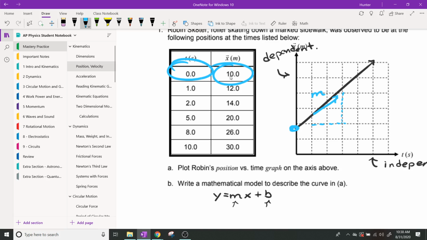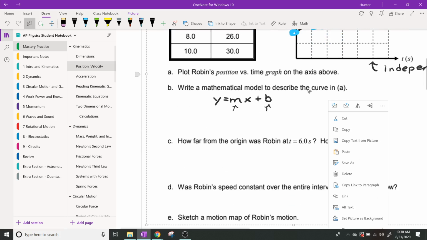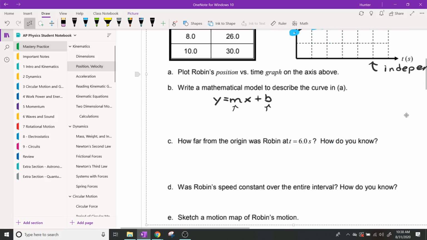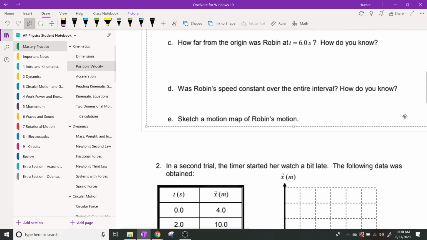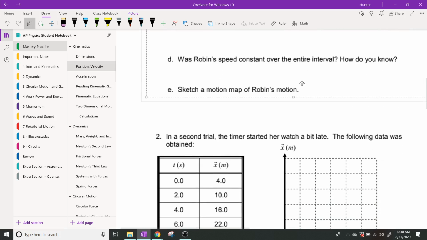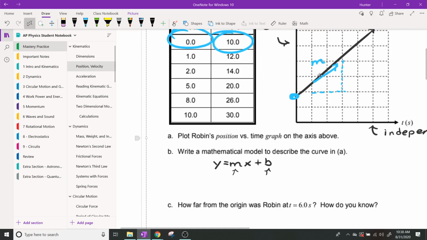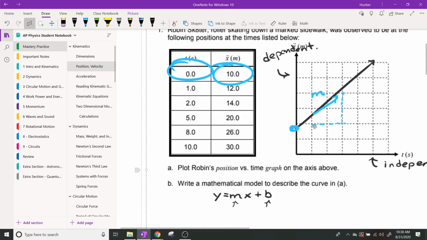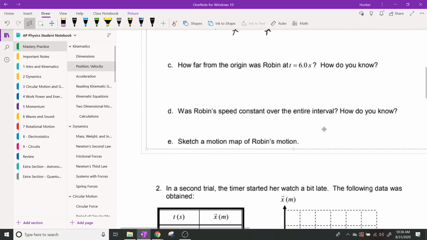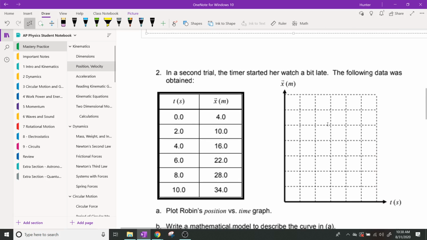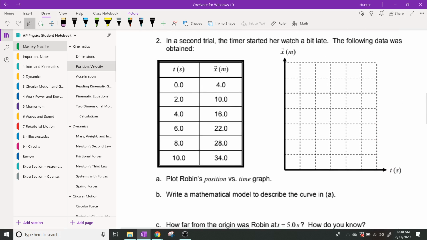So our mathematical model is going to need that slope, and it's going to need that y-intercept that goes along to it. That'd be the mathematical model. How far from the origin? So you just measure out the parts on the graph. When it says to sketch a motion map, they already have the displacement versus time graph. That would suffice to me as making the motion map if you put it on the graph up there. I would consider that fair game.